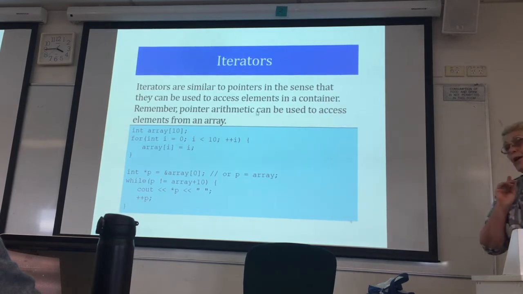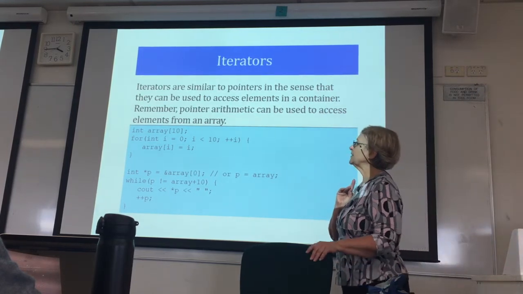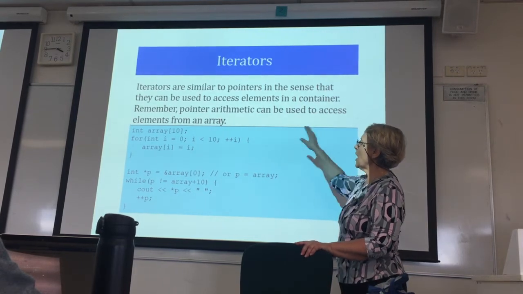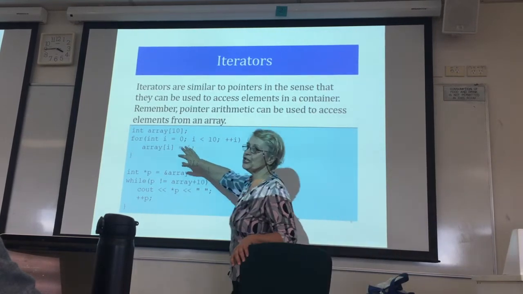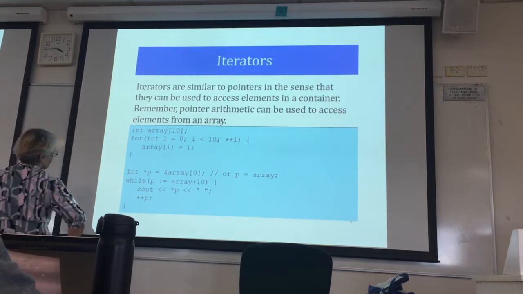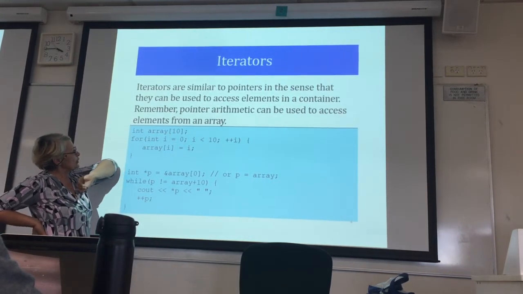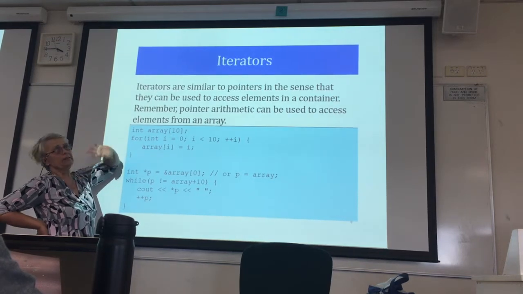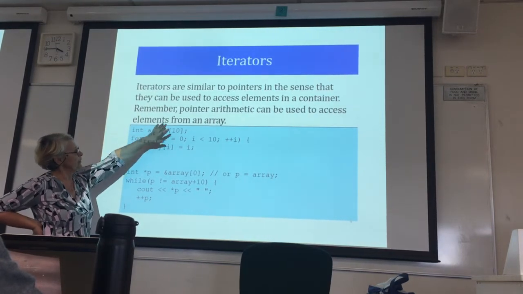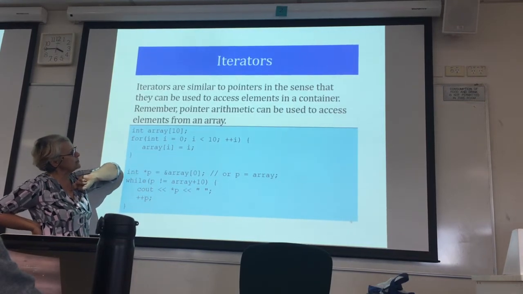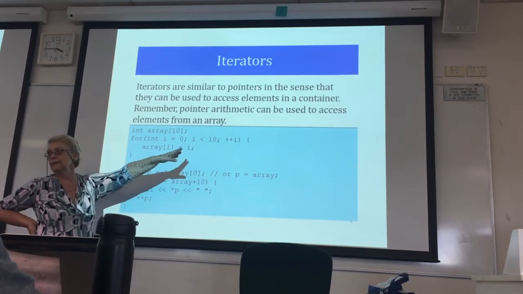They are similar to pointers when they come as classes. Here, I remind you how you work with pointers in C, and you can work with pointers in C++ as well. If we have an array of integers, a normal C array, declare it, assign values, we end up with the values 0 to 9 here.